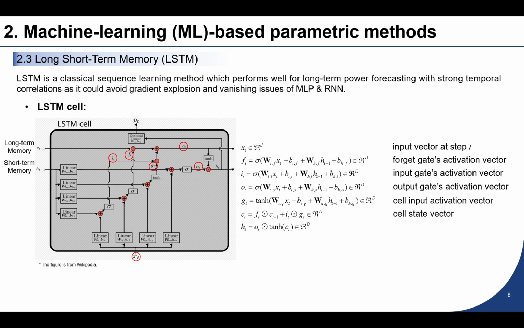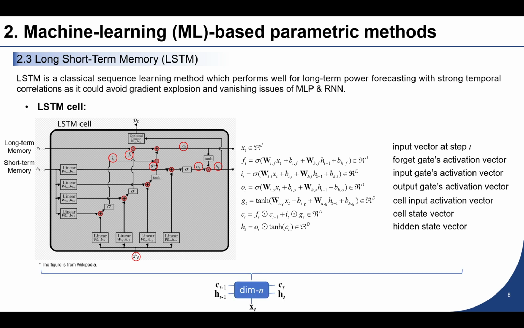After that, the output gate computes ot, which controls how much of the internal cell state will be exposed as a hidden state. Finally, the hidden state ht is obtained by applying a nonlinearity to the updated cell state ct, and then modulating it with the output gate ot. The hidden state ht is passed to the next step and can also be used for prediction. The whole cell can be denoted as follows.